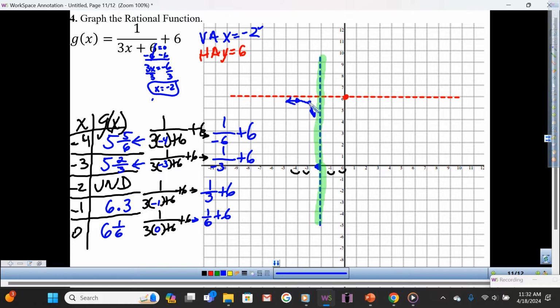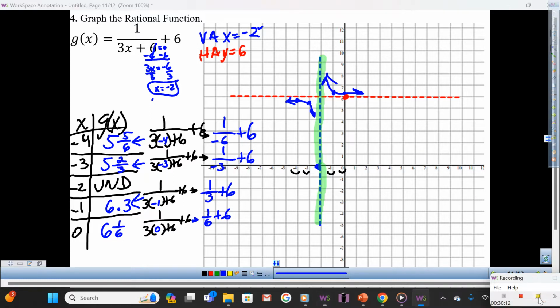Curve it. Next, -1 and 6.3. -1. We got 1, 2, 3, 4, 5, 6.3 is about right there. And 0 and 6 1/6. 0, 6 1/6, very close to the asymptote. From left to right. There you go.